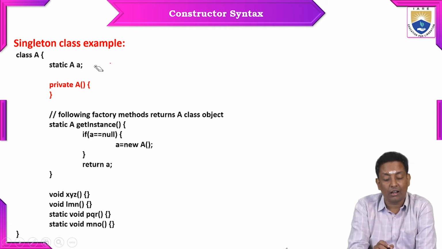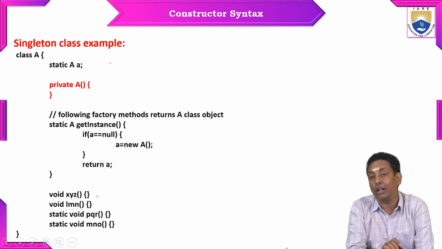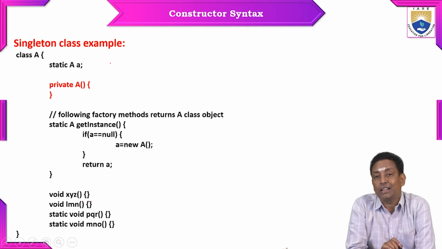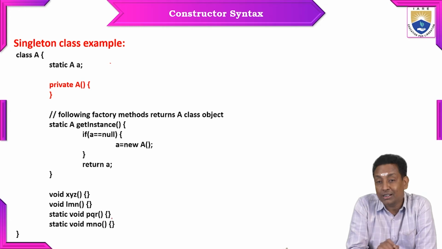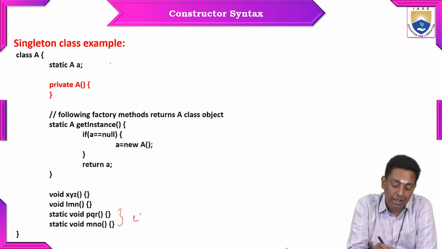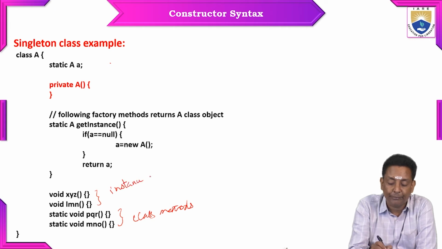After getting the singleton class object, you can invoke any of its methods. You can call xyz, you can call element. In a singleton class, non-static methods are called instance methods, and PQ or MNO are static methods. Static methods are also called class methods, and static variables are called class variables. Non-static variables and non-static methods are called instance variables and instance methods.